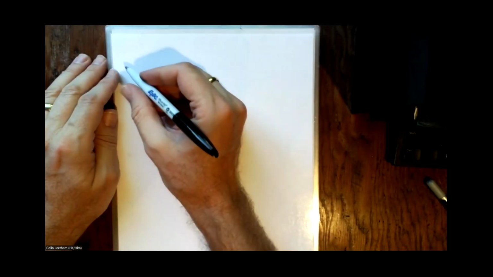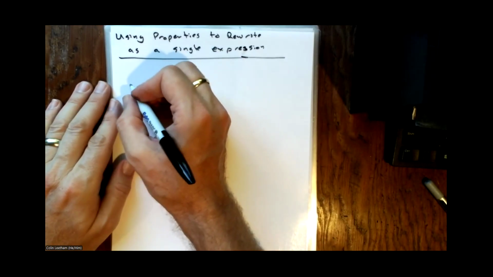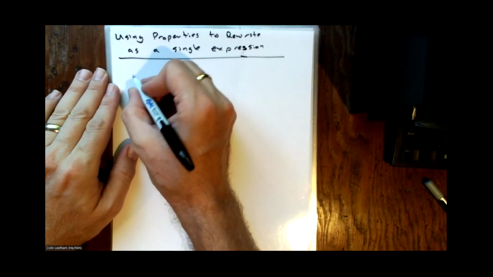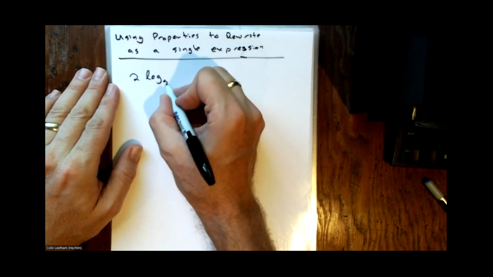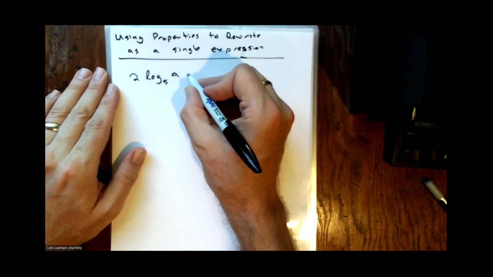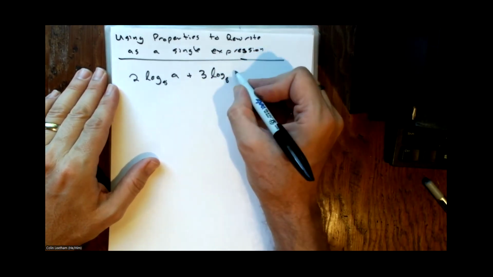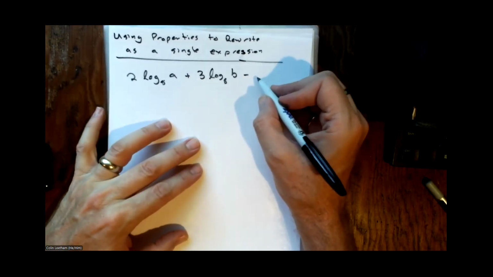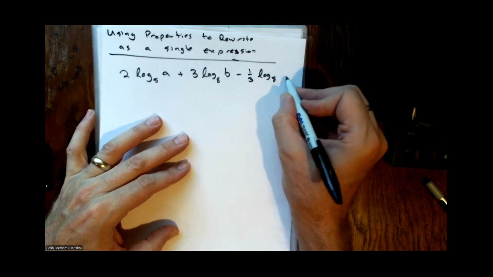Let's take a look at how we can use something to combine terms now. So let's actually use properties of logs to rewrite as a single expression. And let's say we've got something like 2 log base 8 of A plus 3 log base 8 of B minus, I'll even be mean, 1/3 log base 8 of C.